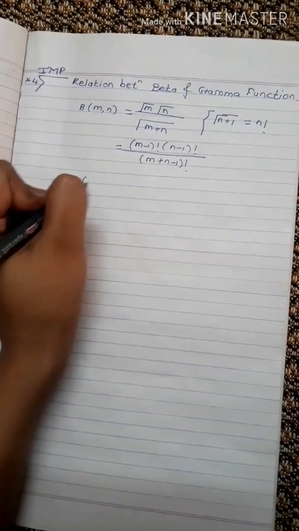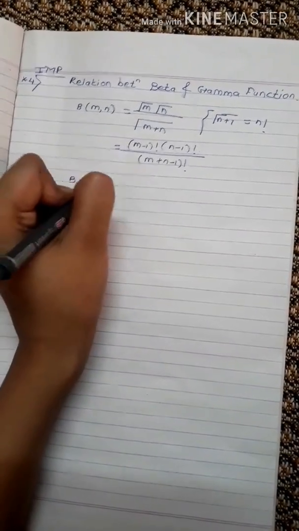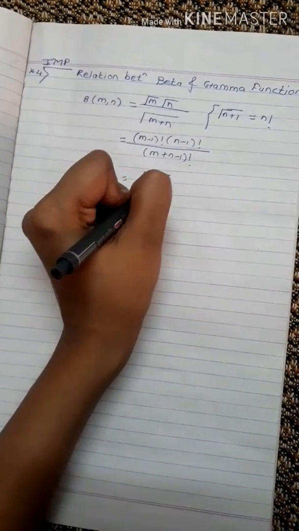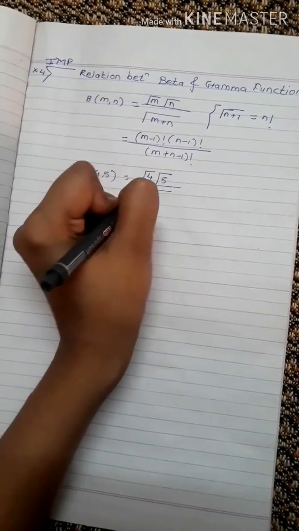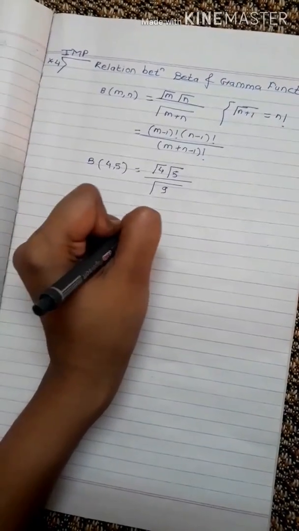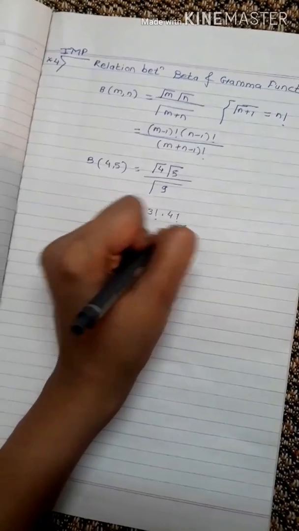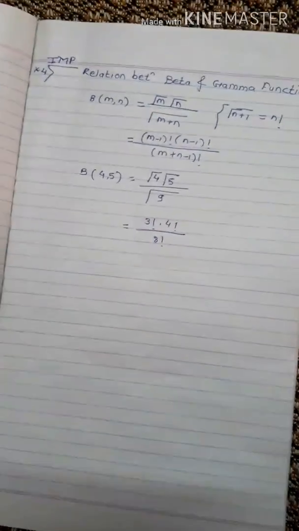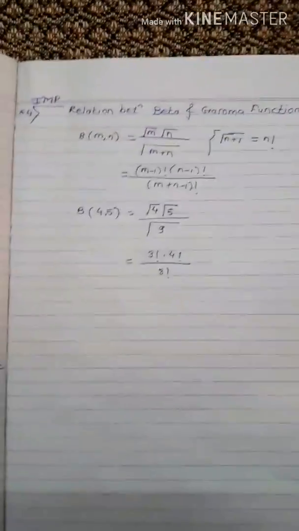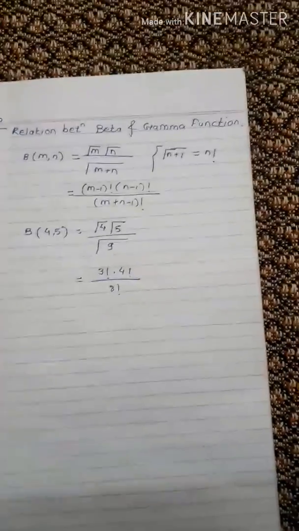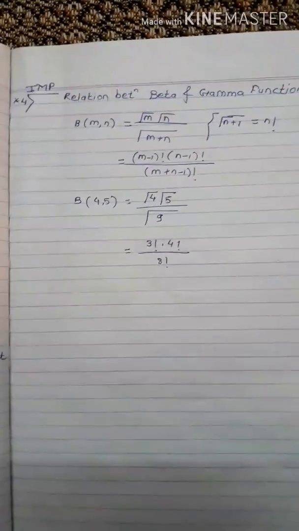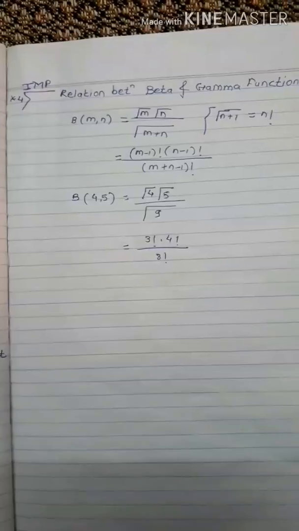So for example, say I want to find out beta of 4, 5. In that case, what is it? This is gamma of 4 into gamma of 5 divided by gamma of 4 plus 5, which is 9. So this is nothing but 3 factorial into 4 factorial divided by 8 factorial. So using this particular property, I can directly figure out what beta of some numbers must be.